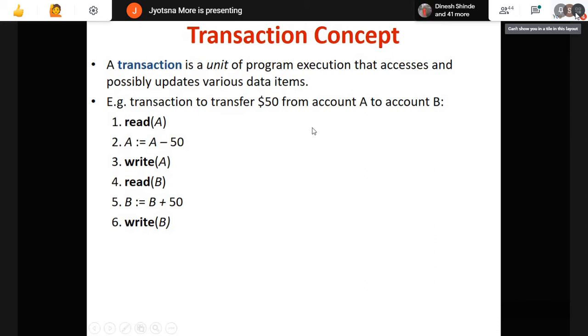Correct? Sum of the values of A and B after execution of this transaction, what are the values? 150 plus 250. What is the total? 400, right? So before executing the transaction, the sum is 400. After executing the transaction, the sum is 400. So my transaction executed properly and it is a consistent transaction. Nowhere am I getting a mismatch between the before and after values, that is, the sum of the values. So this is my consistency. This consistency is maintained and it is a consistent transaction.